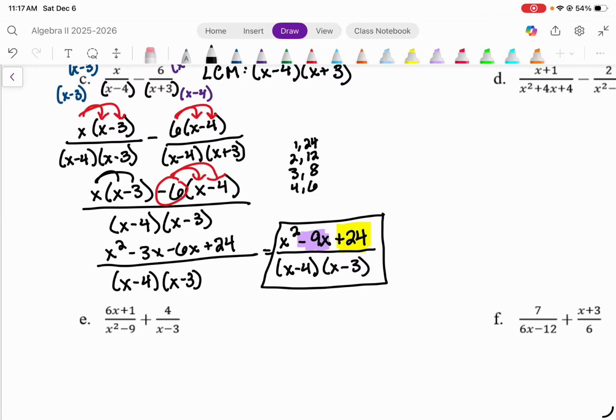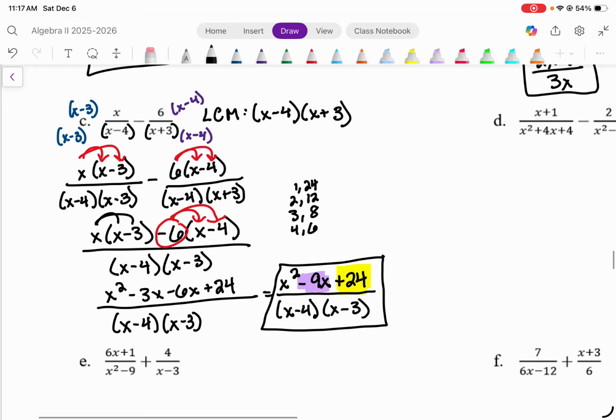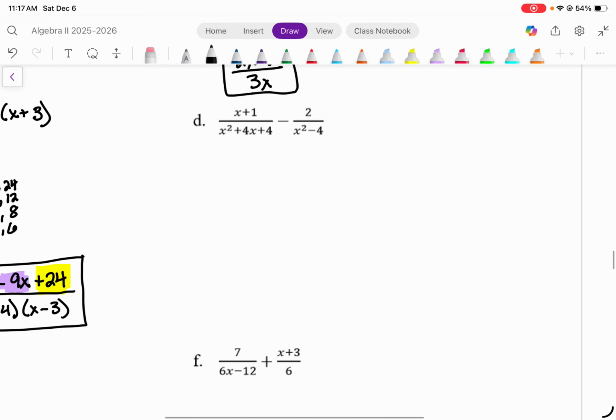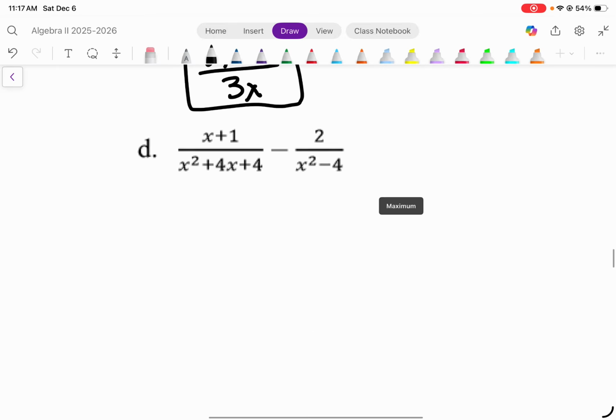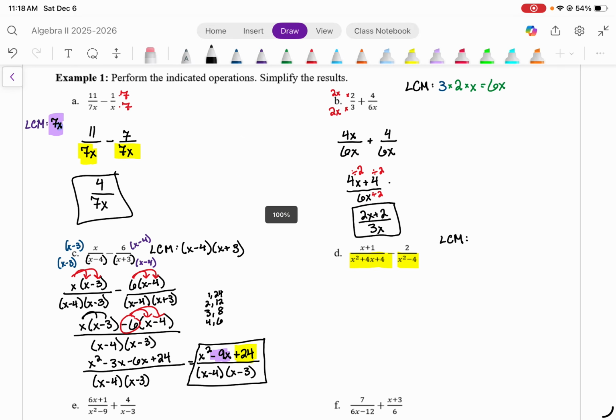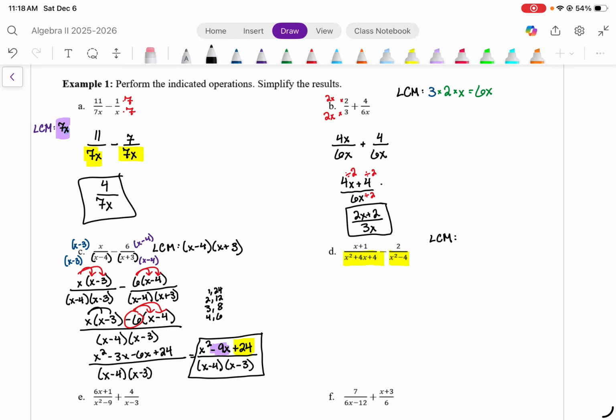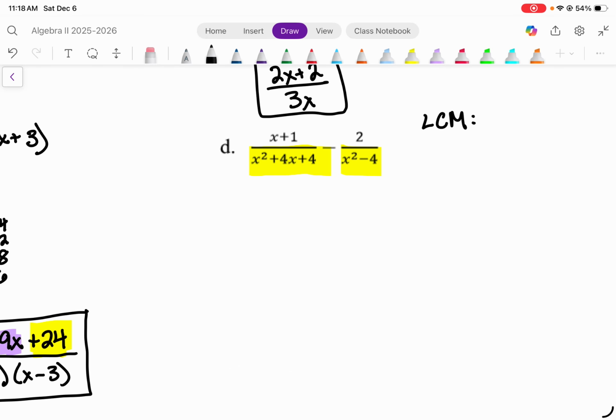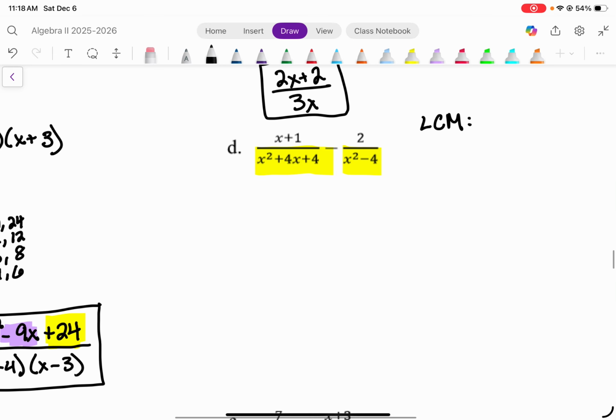Okay. Now we have 3 more examples for adding and subtracting. All right, so for example D, we still need to figure out what our LCM is for our common denominator. To do that, we are going to want to factor. So far, previously, we have not been able to factor any of our denominators. And so we were able to identify our LCM pretty easy. So this one, before we find our LCM, we are going to factor.